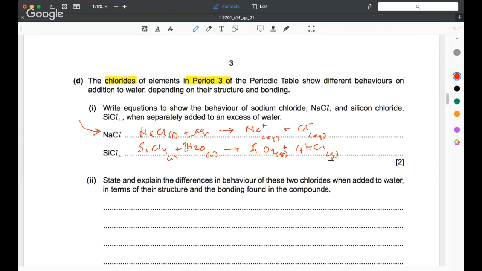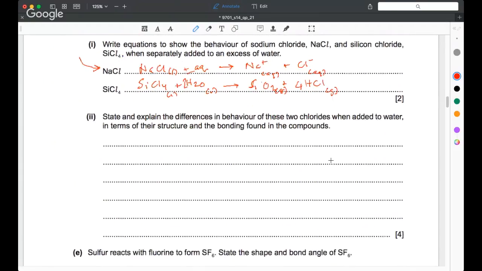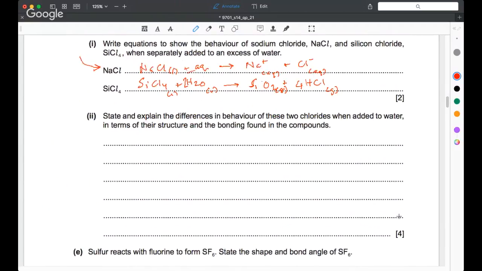Good. Now, coming down here, you've got quite a lot of marks to score here. You've got 4 marks, and you've got quite a dense question stem because it's asking you to state and then explain the differences between the 2 chlorides in terms of their structure and bonding. So you've got things to state, things to explain, you've got to use ideas of structure and of bonding. And so really you've got to do this comparison of these 2 chlorides. You've got sodium chloride and silicon tetrachloride.